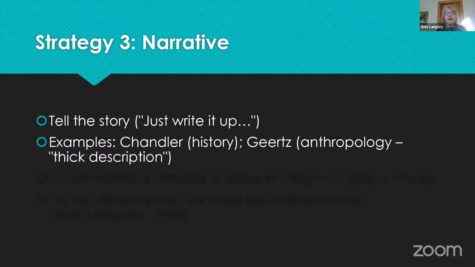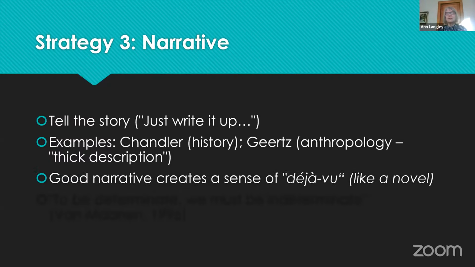thick description. And if you do these things well, basically what you're doing is taking the mess of data that you have, bringing them together to create a narrative. And a narrative that will hopefully tell you something about the world that reaches beyond the particular case. And so narrative can be very powerful. And if it works, you get a sense of déjà vu. I've seen this before.